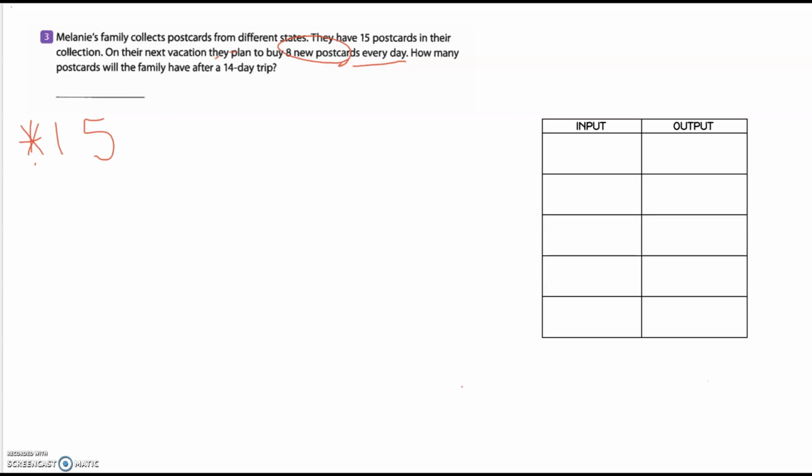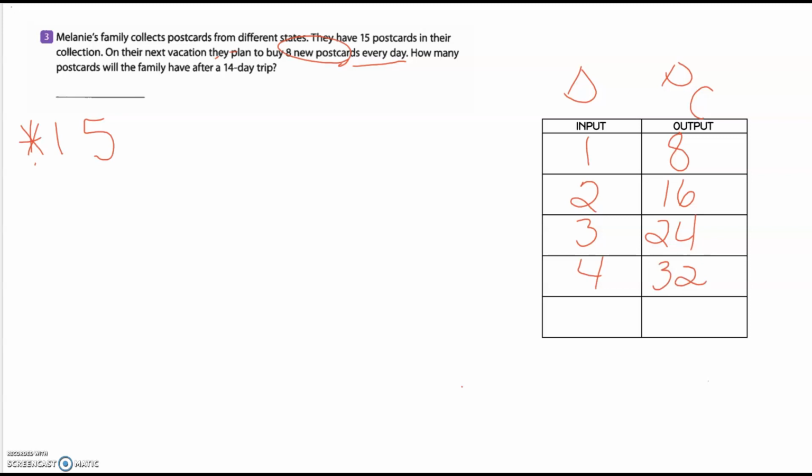This is where I can use my input-output table. I know that they're going to be on the trip for a certain number of days, and each day they're going to buy a certain number of postcards. So the first day, I know they're going to buy 8 postcards. So on day 2, they'd have 8 plus 8, which would be 16 postcards. After 3 days, it's going to be 16 plus 8, which would be 24 postcards. After 4 days, they are going to have 32 postcards.